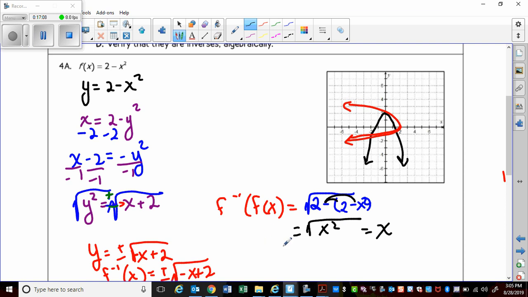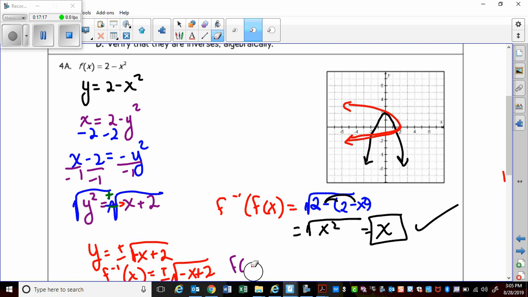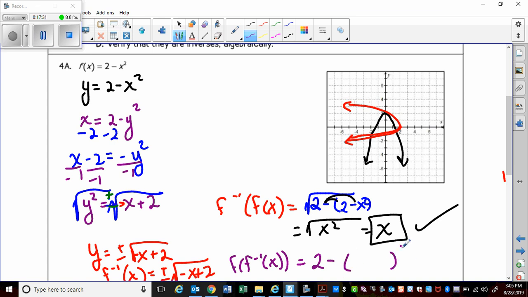Perfect. Now we need the other one to be x also. This is what we want. Now I can't take the other one for granted. I need to show both. My function substituted into the inverse function into the original. So this one, my original is 2 minus x squared. And my inverse is the square root of 2 minus x, or negative x plus 2, same thing.